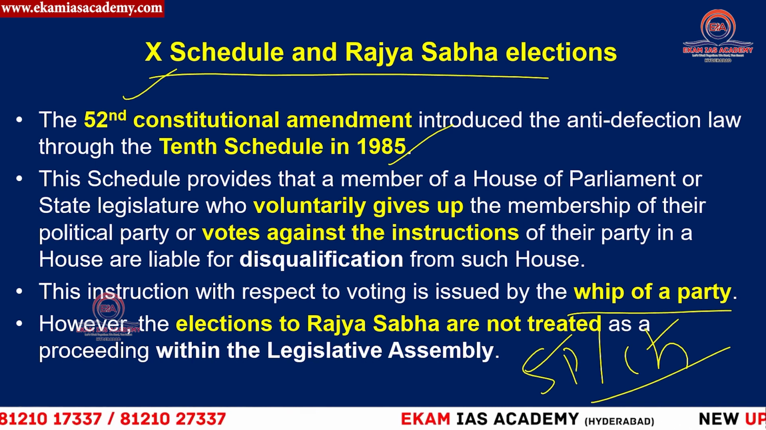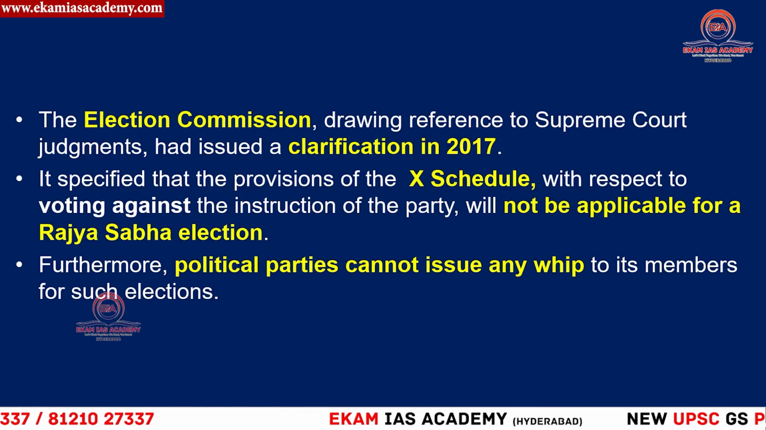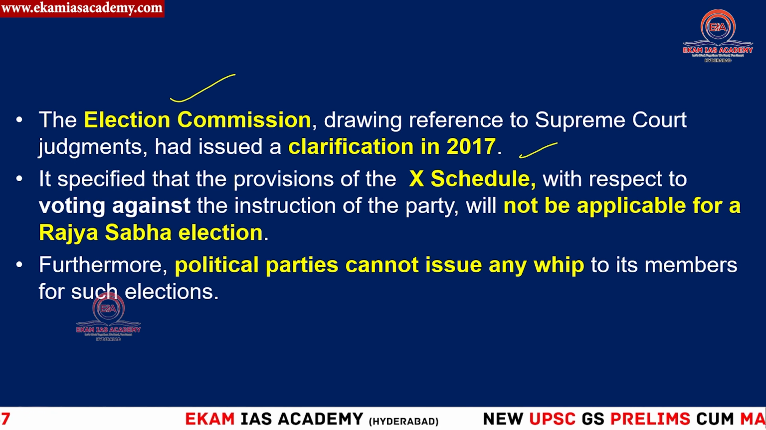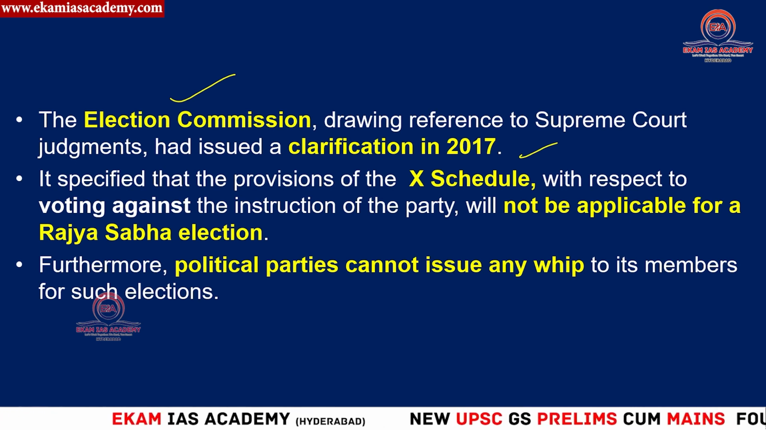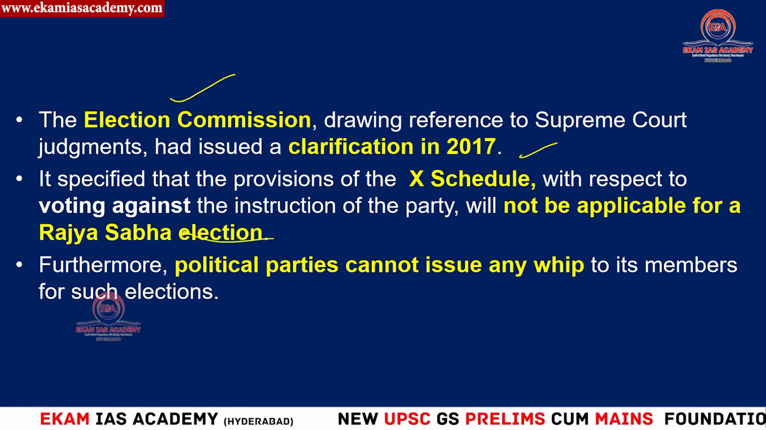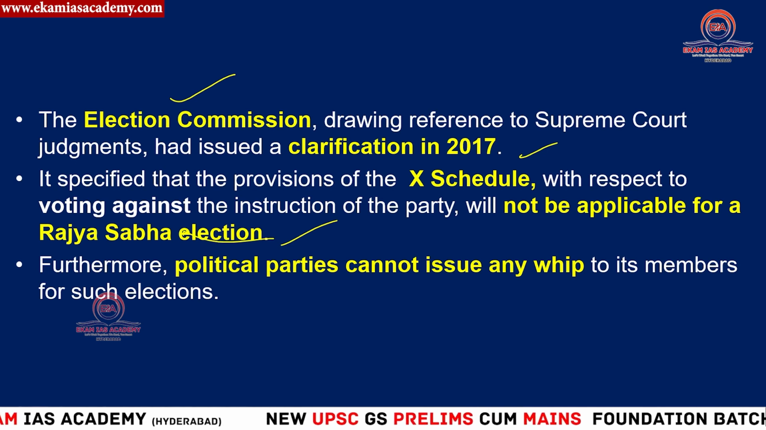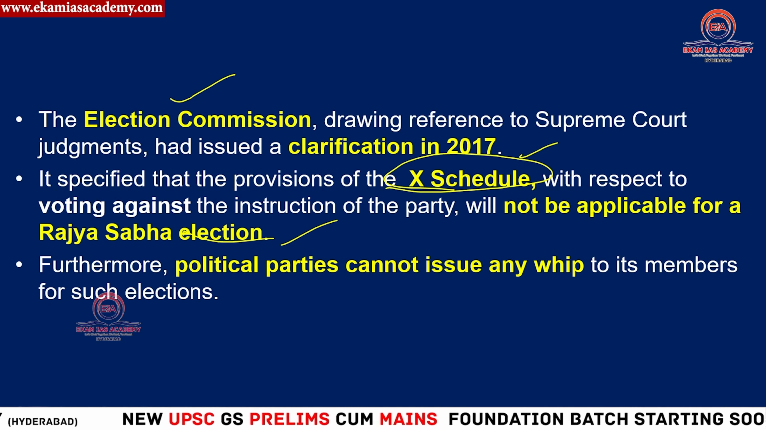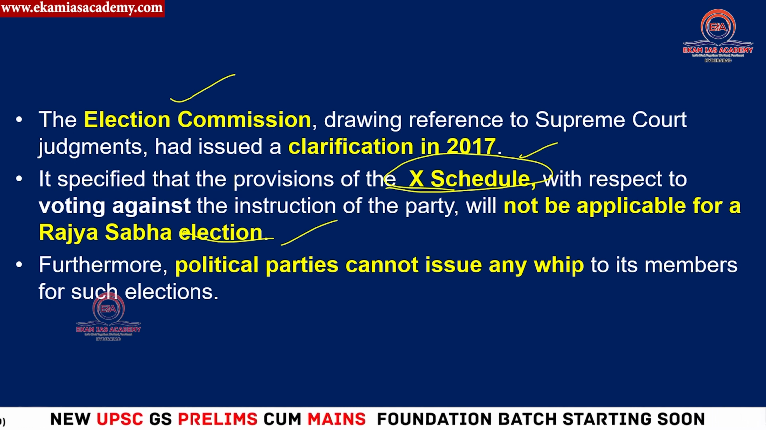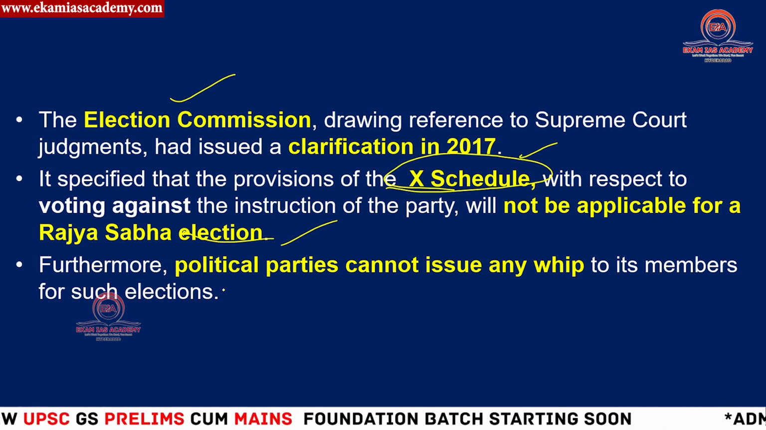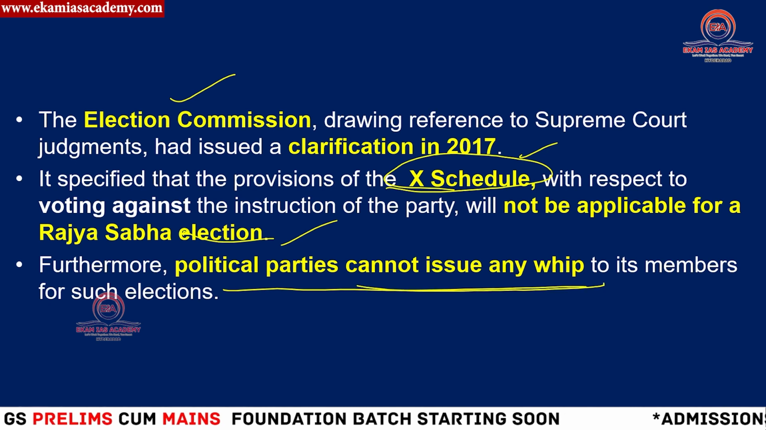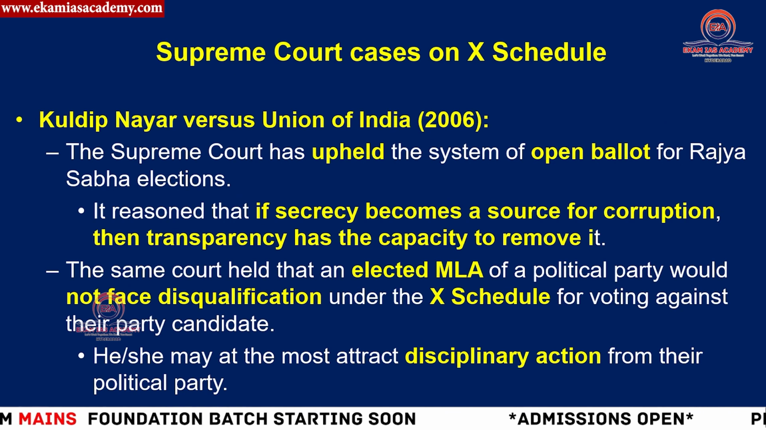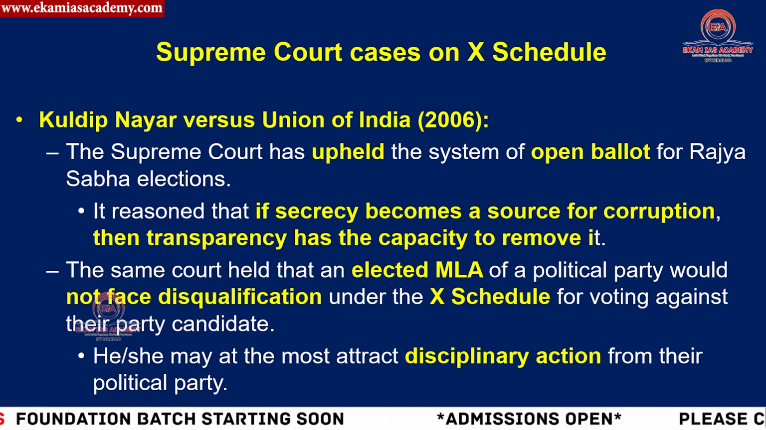Okay. So next, as we proceed further, you can see here the Election Commission in 2017, in reference to the Supreme Court judgments, has clearly said that in Rajya Sabha elections, even if you vote against the party decision, it will not attract any disqualification under the 10th Schedule. That is what was clearly said by the Election Commission. So political parties cannot issue any whip in case of Rajya Sabha elections. Now let us see what cases the Supreme Court has given in this context.